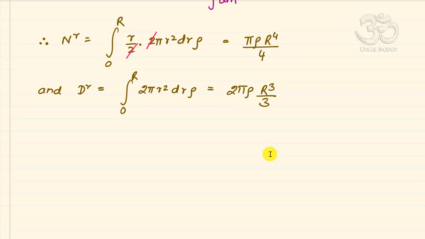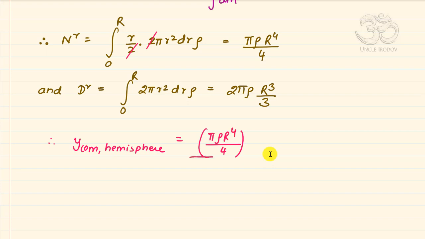So therefore now y center of mass for the total hemisphere is pi rho R power 4 by 4 divided by 2 pi rho R cube divided by 3, and some terms obviously will go off like pi and rho, and R cube and R power 4 will cancel, and there will only be an R left over in the numerator here, and you will have 3R by 8. So this is the center of mass of a uniform solid hemisphere.